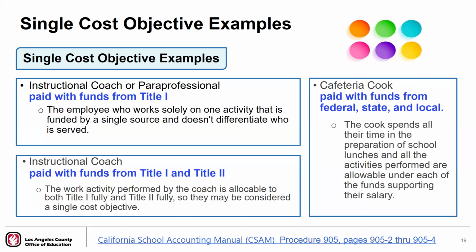then it is considered to be a single cost objective as well. A cafeteria cook has a singular objective to prepare meals for students that meet guidelines and are nutritious. Although the cook may be funded from several grants or awards, because the tasks and activities are allocable to each of the funds, they too are working under a single cost objective, a singular purpose.